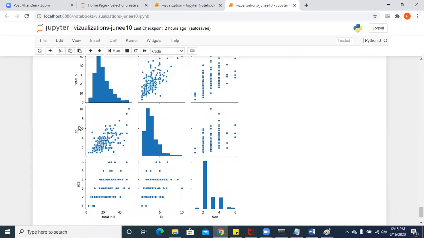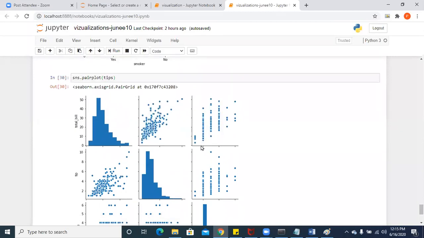The relation between tip and total bill is a linear relation. But the relation between total bill and size is not linear. I mean, you can say that it is increasing, but the distribution of points is somewhat different. So this is what pair plot is.